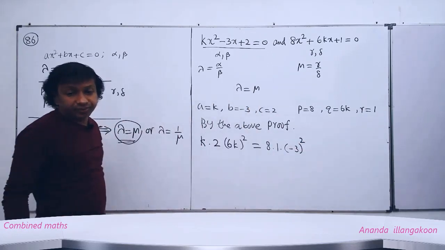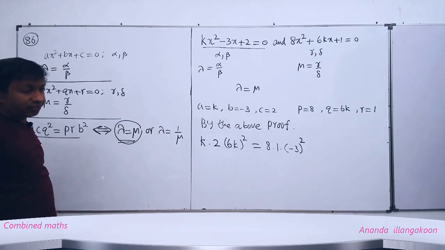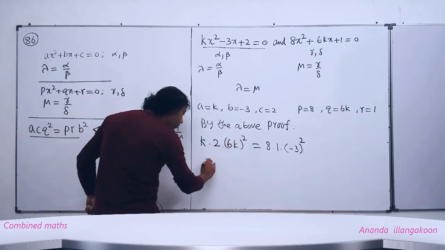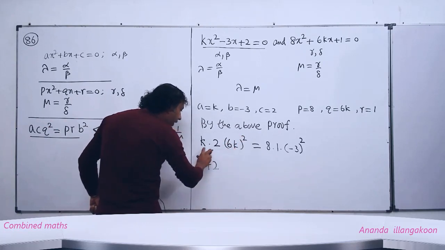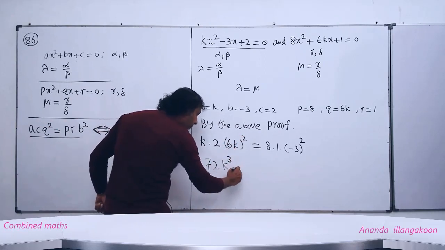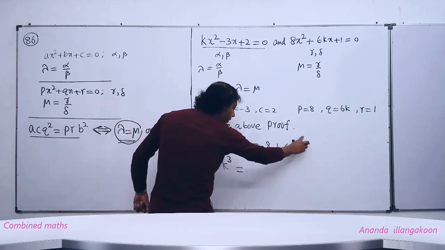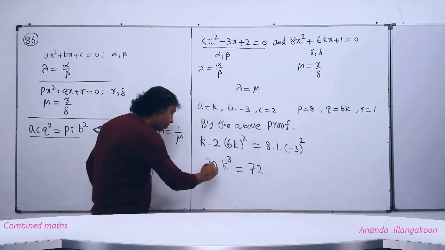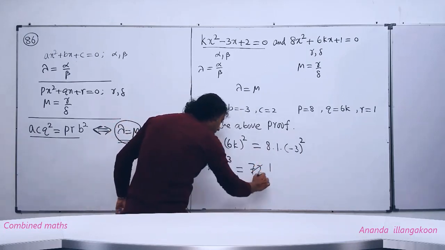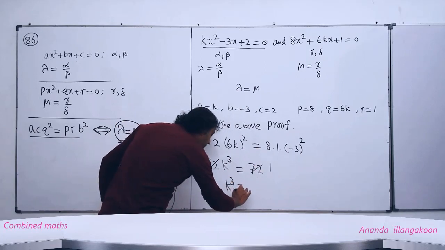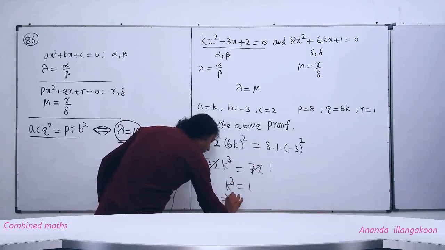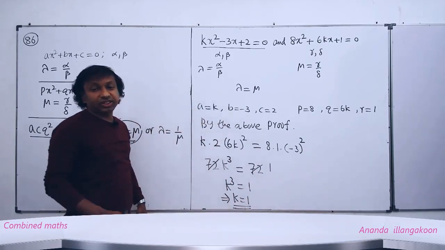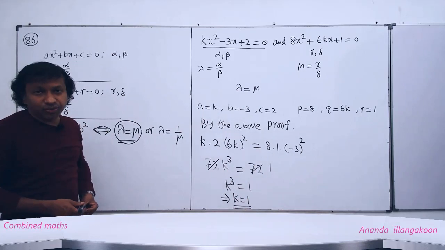Now you can simplify this. What do you get here? 6 to the power 2 means 36, into 2 is 72. K squared and K means K cubed equals (-3) squared, which is 9, into 8 is 72. 72 and 72 you can cancel down, we get 1. K cubed equals 1. That says K is 1. Then the answer of K is 1. This is how we find the value of K.